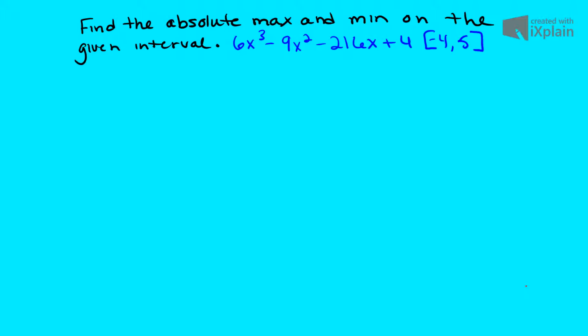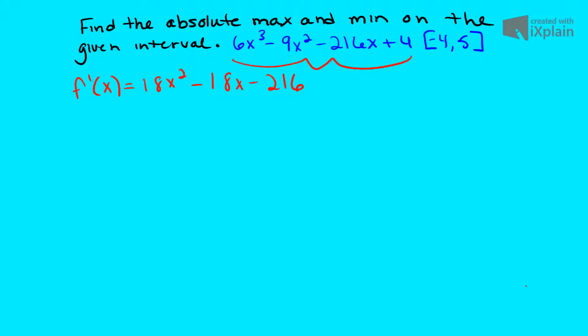And the first step regarding these problems is, we know that the min and max occur at the critical points or the critical values within this function. So to find those critical points, we need to take the derivative of that function. So what we're going to do is go f prime of x is equal to, and when we take the derivative, we get 18x squared minus 18x minus 216.